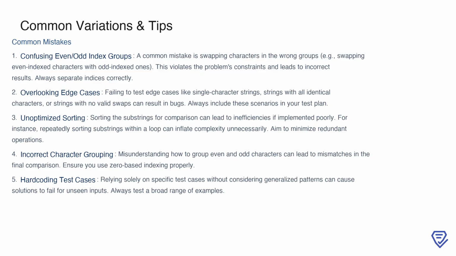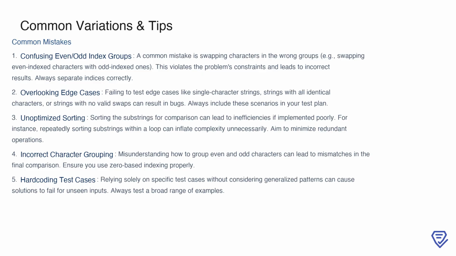When tackling this problem, there are several common mistakes to watch out for. First, one frequent error is confusing the even and odd index groups. For example, if you mistakenly swap characters between these groups, it violates the problem's constraints and will produce incorrect results. Make sure you carefully separate indices based on their parity, using zero-based indexing. Another issue to be mindful of is overlooking edge cases. Scenarios like single character strings, strings where all characters are identical, or strings that don't permit any valid swaps can easily trip up your solution. It's crucial to include these in your test plan to avoid surprises.